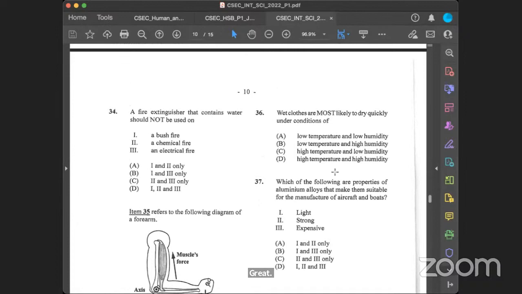36. Clothes dry quickly in what condition? High temperature and low humidity. What is humidity? The amount of water vapor in the atmosphere. Very good. If you have water vapor in the atmosphere, you would not have your clothes drying. So you want low water vapor, so low humidity and high temperature. So C.